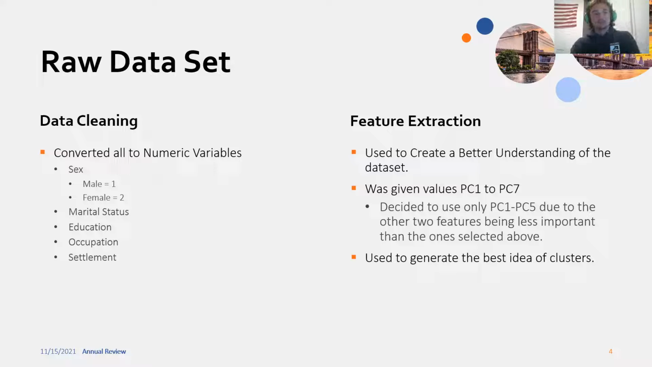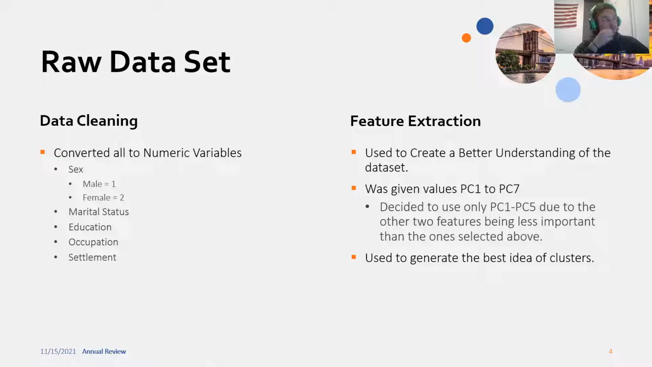And the first thing that I did was I decided to clean this data a little bit. So I did this by taking all the variables such as sex, marital status, education, occupation, and settlement and changing these to numeric variables. As you can see, for sex, I did male as 1 and female as 2. So I did this with all the rest as well.